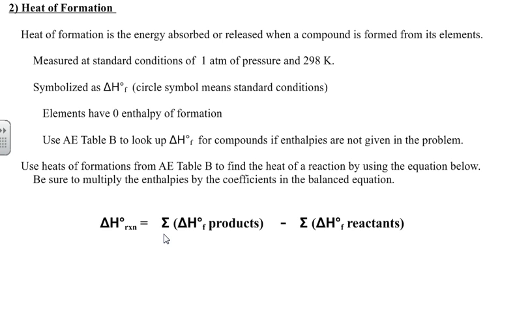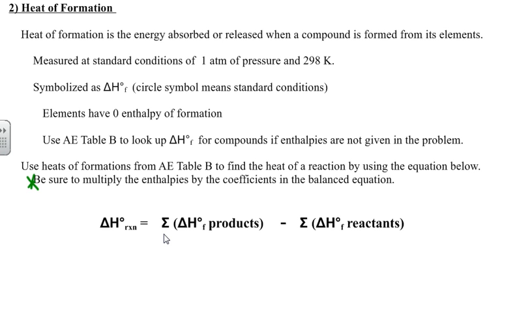But this is what this statement right here is trying to emphasize, that if you have a coefficient in front of one of your reactants or one of your products in the balanced chemical equation, you will need to factor that into the enthalpy, because enthalpies of formation are given per mole. So if you have 2 moles of something, you'll have to multiply the enthalpy by 2.